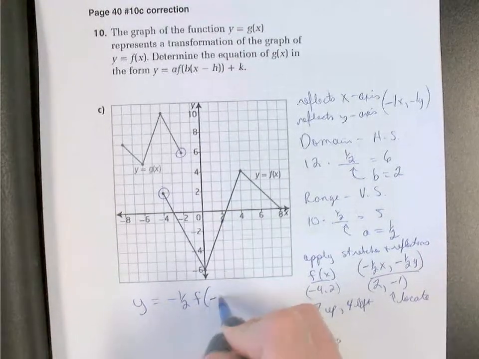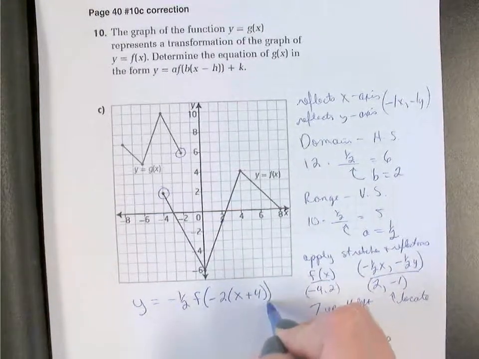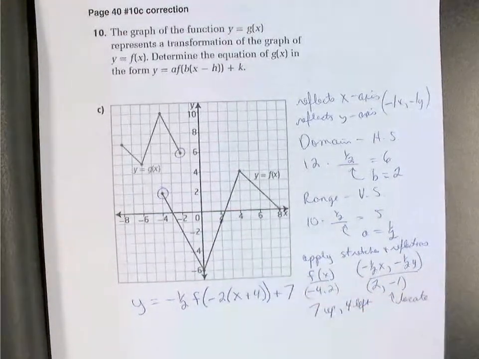Okay? Therefore, when I'm writing my equation, y equals -1/2 f of, I need to put in my b value of -2. Okay? So x plus 4, and then I have my plus 7 for my up.